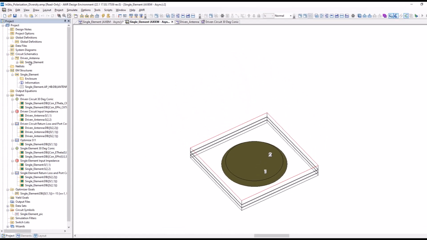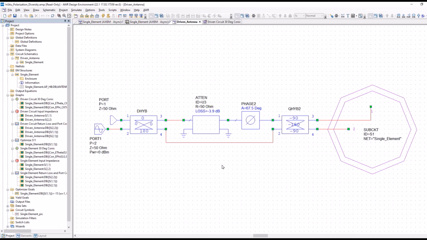We're going to drive this antenna with the following schematic, and you can see the subcircuit. That would be the S parameters from the antenna on the right. The upper path, the path to port 1, has an attenuator in it and a phase shifter, and we can control those by tuning them. So let's go ahead and take a look at the pattern that we get from this.